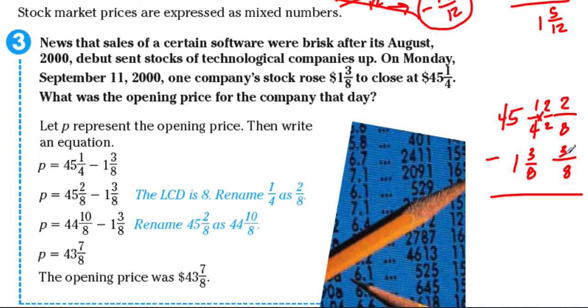And if you notice, you cannot subtract 3 from 2 in this case as a fraction, so what do you do? You borrow 1 from 45, this becomes 44. Okay, and you simply add the one that you borrowed, which is 8 over 8. So this has now been renamed to 44 and 2 plus 8 is 10, 44 and 10 over 8. And that's how you got that difference. Okay, and that is the end of our lesson. Thank you for watching.